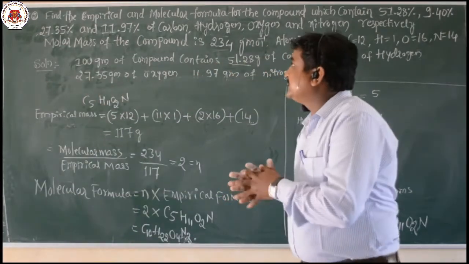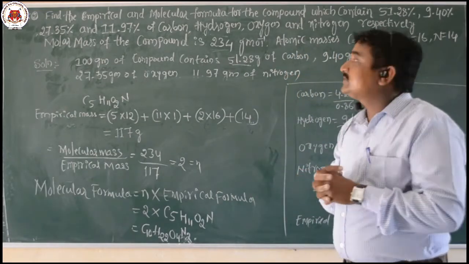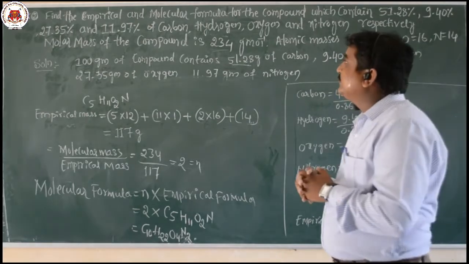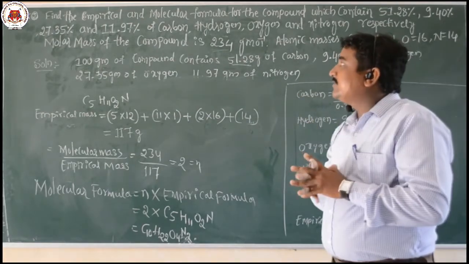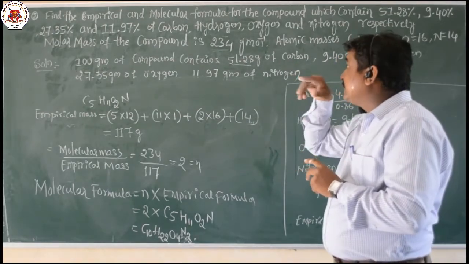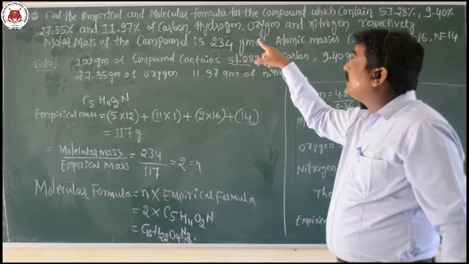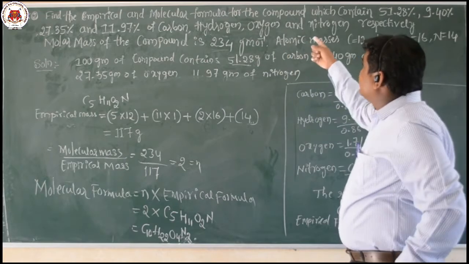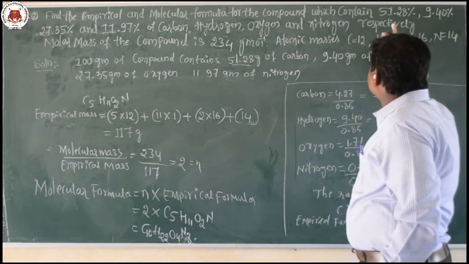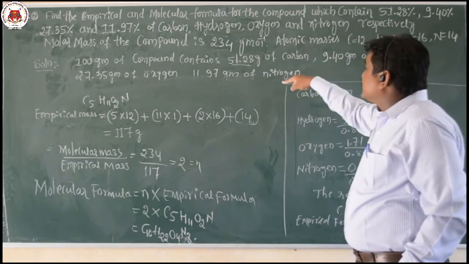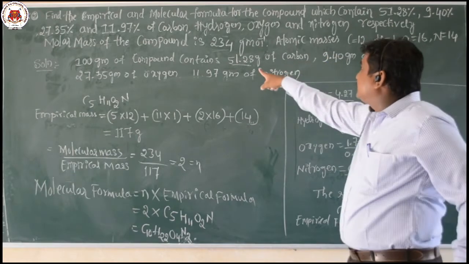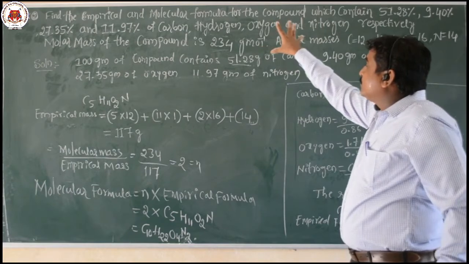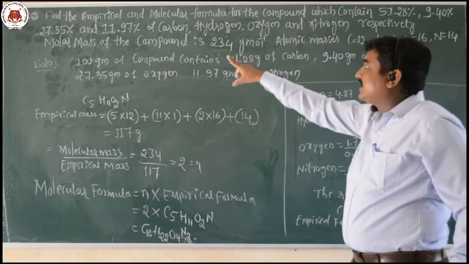So these are very important problems. Based on the percentage composition, they are going to give the percentage of each element, and they ask you to find out the empirical and molecular formula of the compound. For that you have to convert the given percentage of each element into gram. Instead of writing percentage, write it as gram, because the mass of the whole compound is 100 gram.